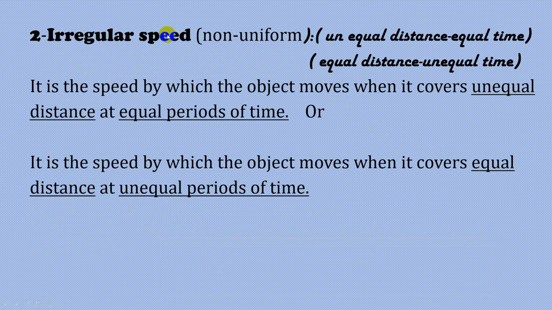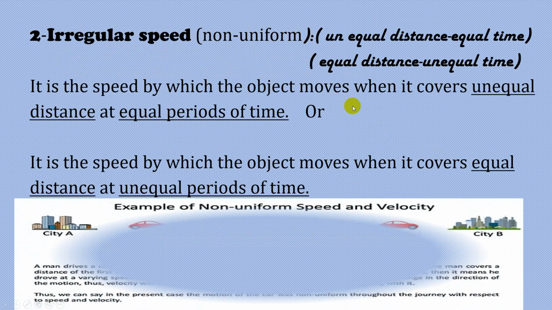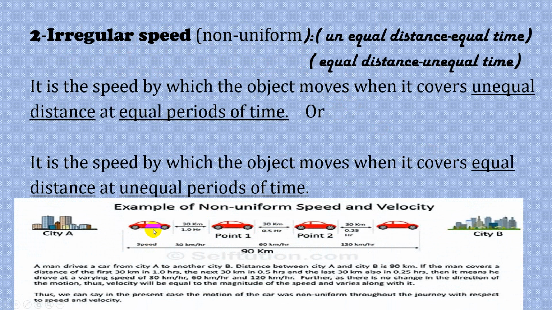Another kind of speed is called irregular speed or non-uniform speed. Let's understand the meaning of this speed. This car covers 30 kilometers in 1 hour, and then the next 30 kilometers in half an hour, and the next 30 kilometers in a quarter of an hour. It means that the time is not equal, but what's equal? The distance is equal: 30 kilometers, 30 kilometers, 30 kilometers.